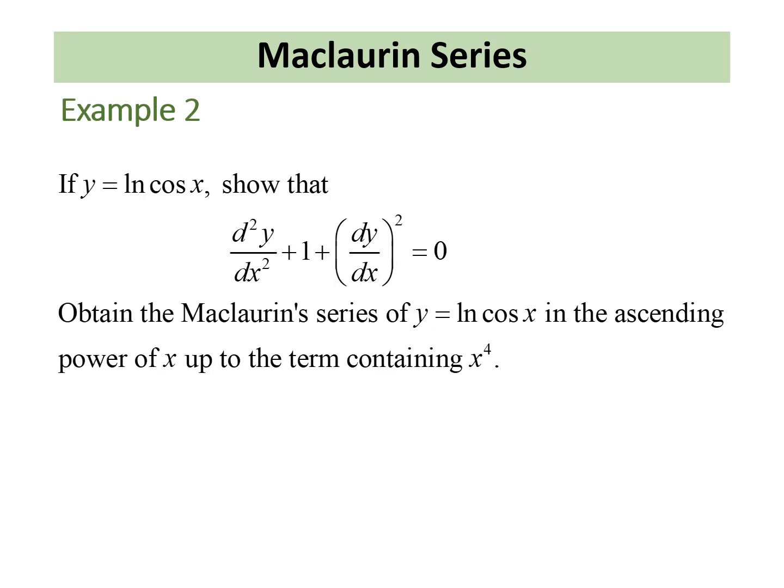Now let us try another type of example. If y is equal to ln of cos x, show that the second derivative of y plus 1 plus the first derivative squared is equal to 0. So the first thing is we need to show that our y fulfills this equation. Then the second one is to obtain the Maclaurin series of y equals ln cos x in the ascending power of x up to the term containing x to the power of 4.